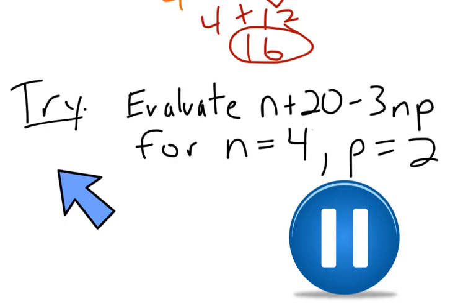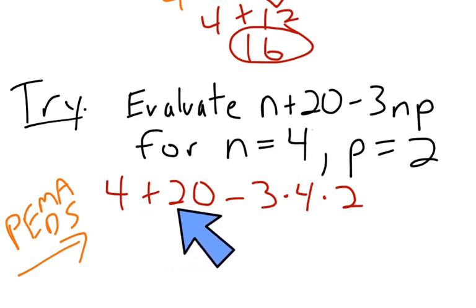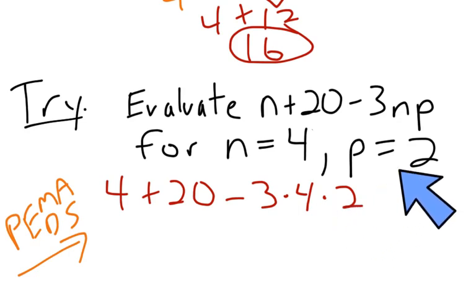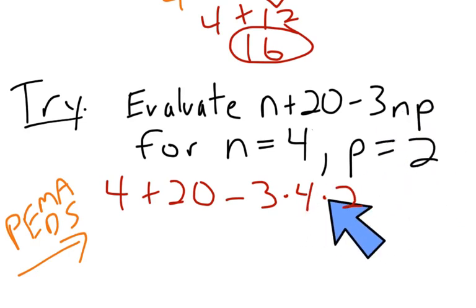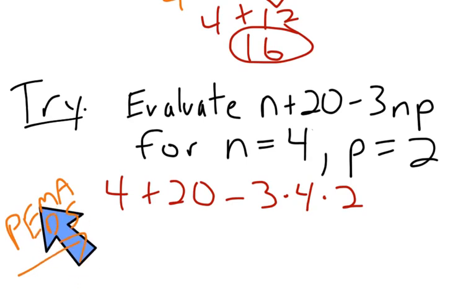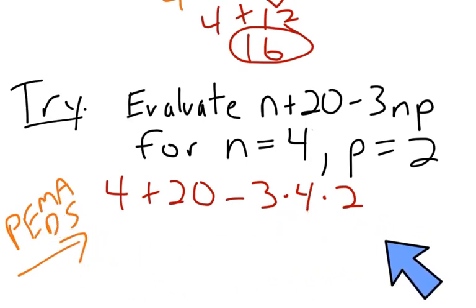Alright, and now for your solution. Alright, we plugged in 4 for n, plus 20 minus 3, and we plugged in 4 and 2 in for p. And since we have letters written next to each other, that means multiply. And now following order of operations, I don't have parentheses or exponents, but I do have multiply and divide, so I'm going to do that multiplication first.